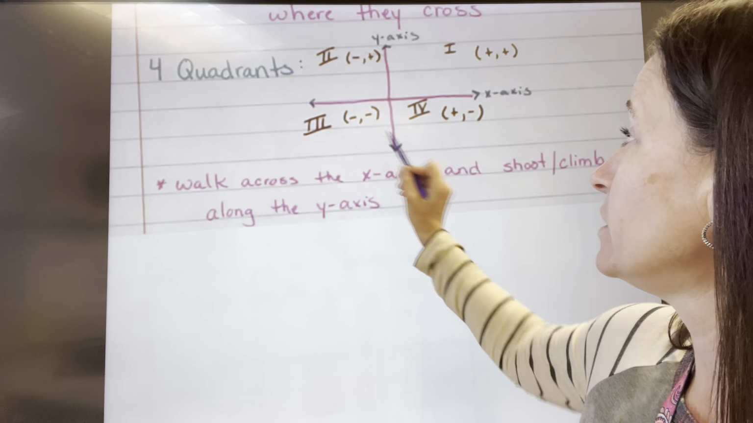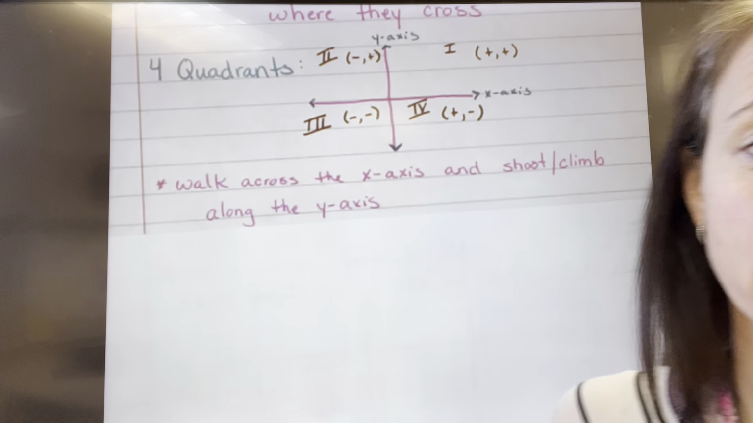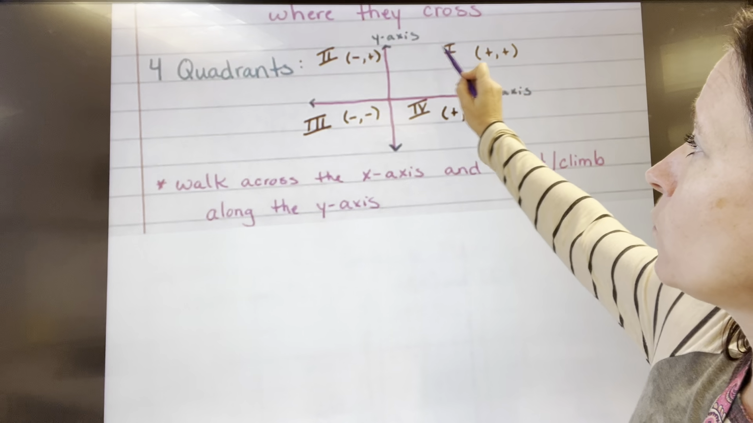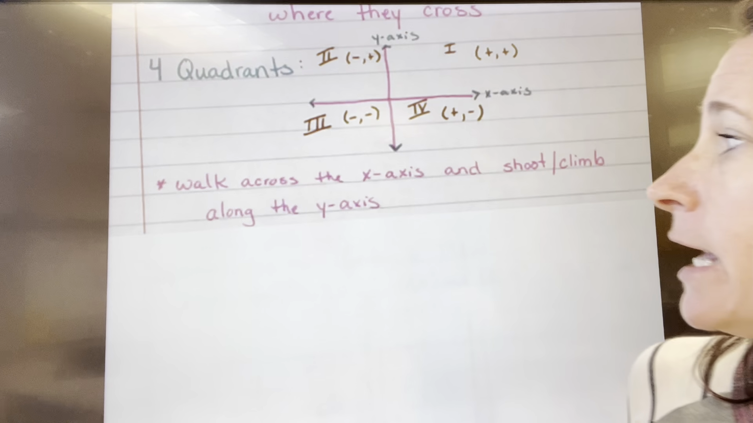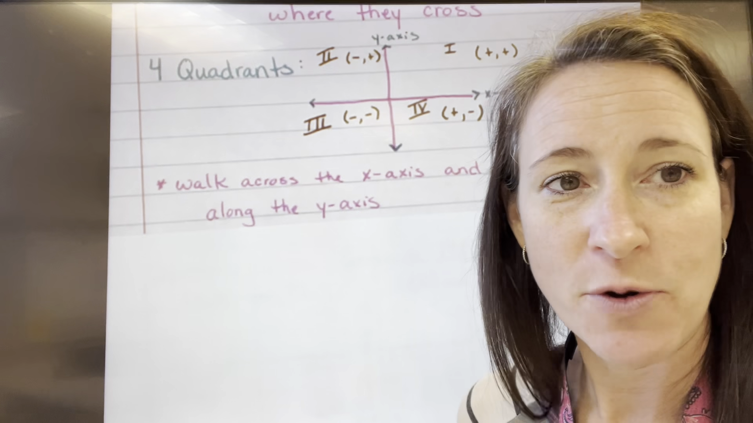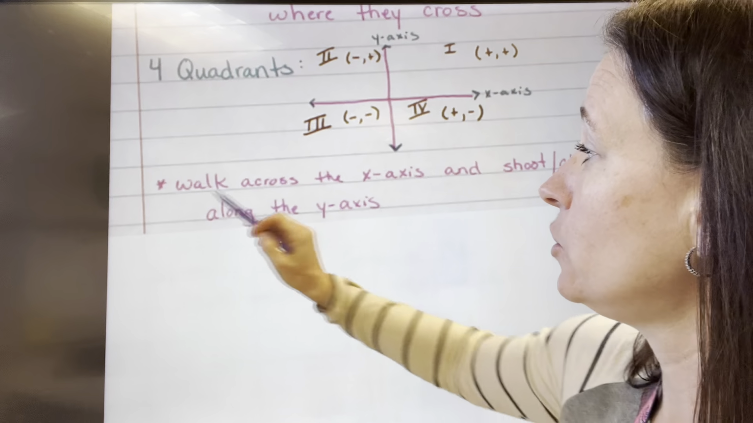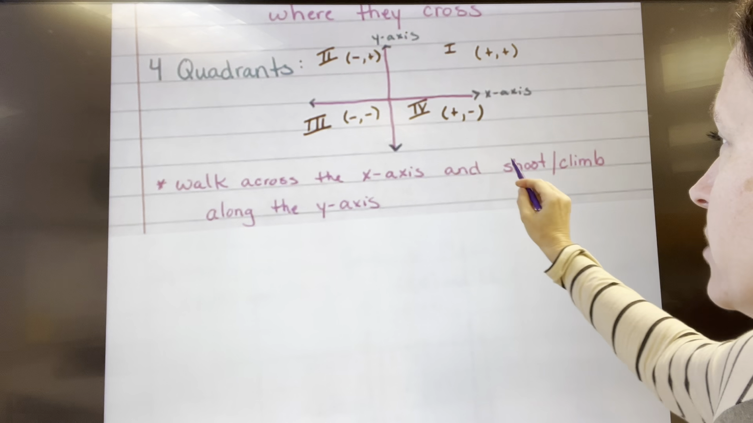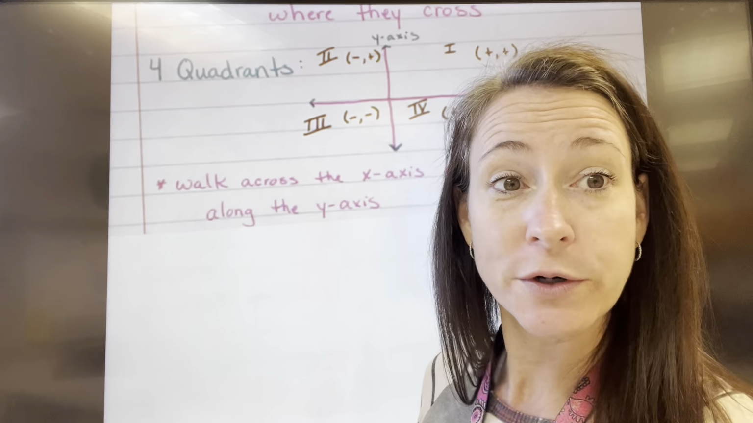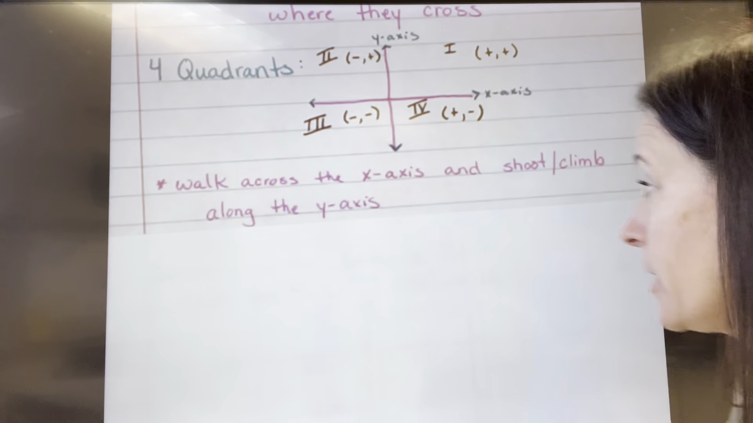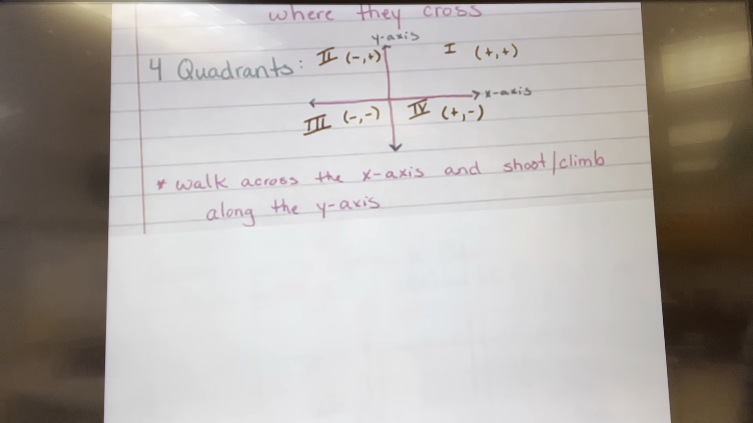So we took some of these notes in your spiral review as well. And we notate 1, 2, 3, and 4 as Roman numerals. And another thing that we say, just to remember how to plot them: you walk across the x-axis and shoot or climb along the y-axis. So you have to dribble the ball across the court before you can shoot the basket, okay? Or drop it. You can drop it because it can go below the x-axis on the y.